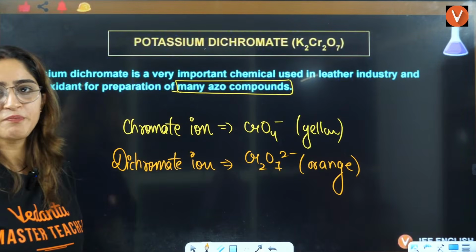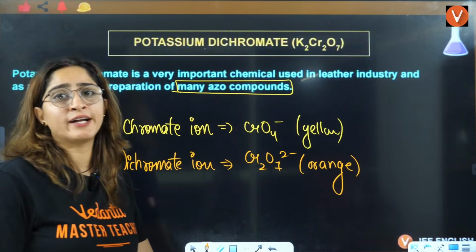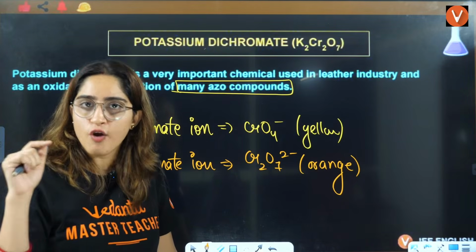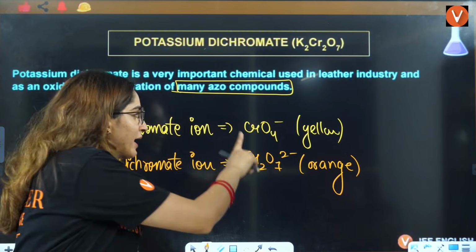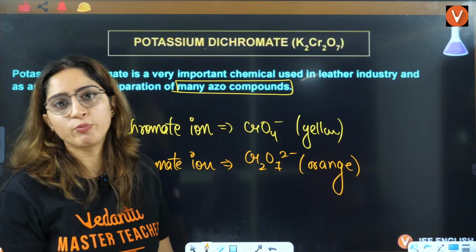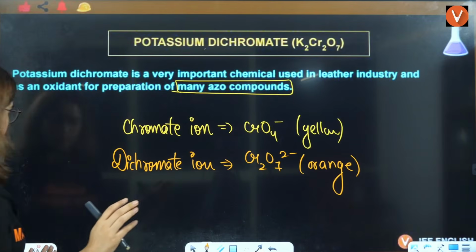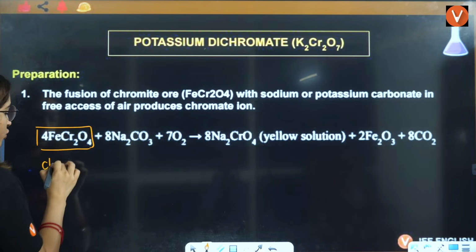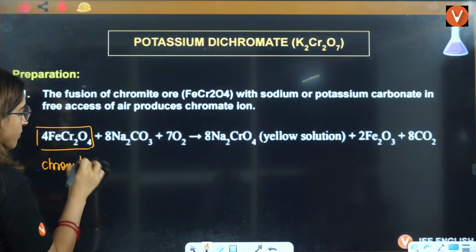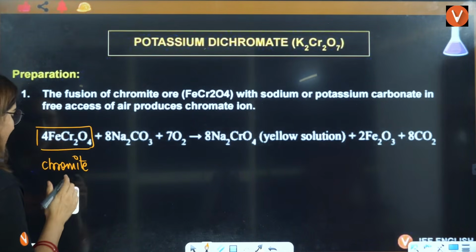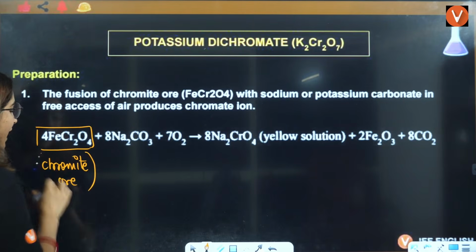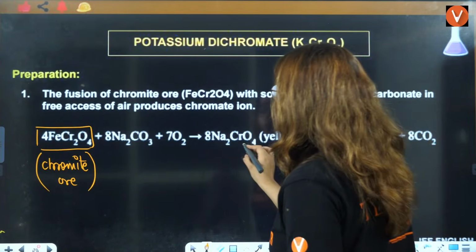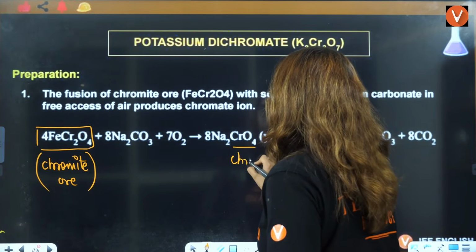Okay. So just like we did from ore to manganate to permanganate, in a similar case from ore to chromate to dichromate. This is going to be our sequence. So let's understand. You have this ore, that is chromite ore. From this chromite ore, the formula is very important. Chromite ore will convert into chromate.